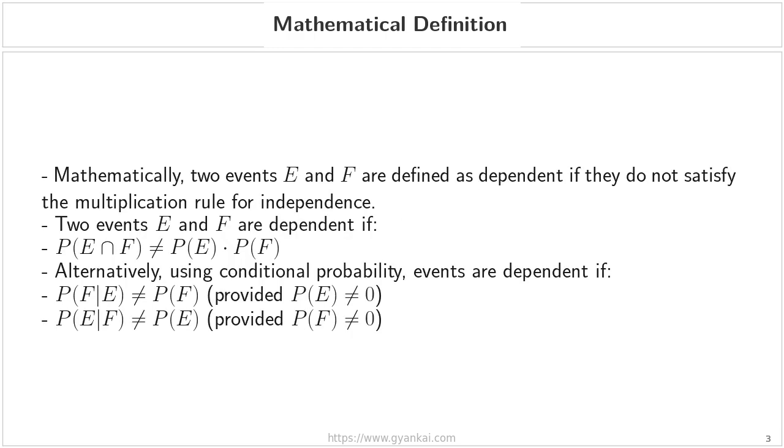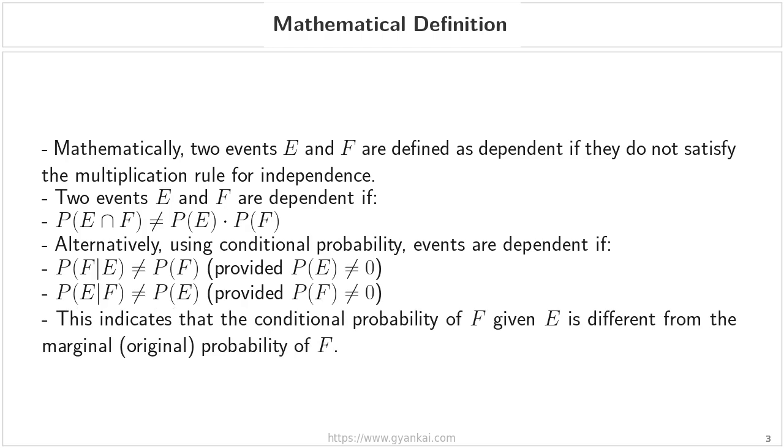Alternatively, we can use the language of conditional probability to see this in action. Events are dependent if the probability of F, given that E has already occurred, is not equal to the original marginal probability of F. This assumes, of course, that the probability of E is not zero. Similarly, it would be true if the probability of E, given F, is not equal to the original probability of E, provided the probability of F is not zero.